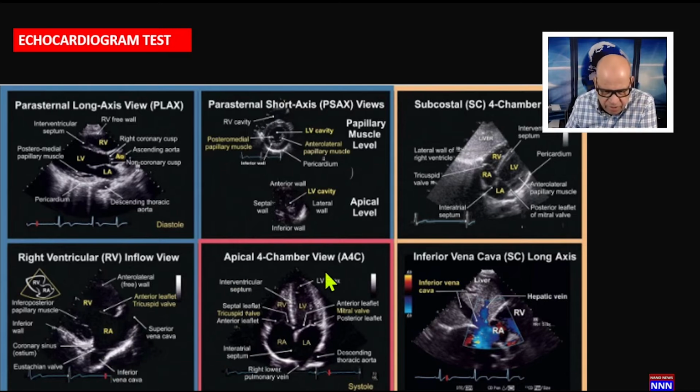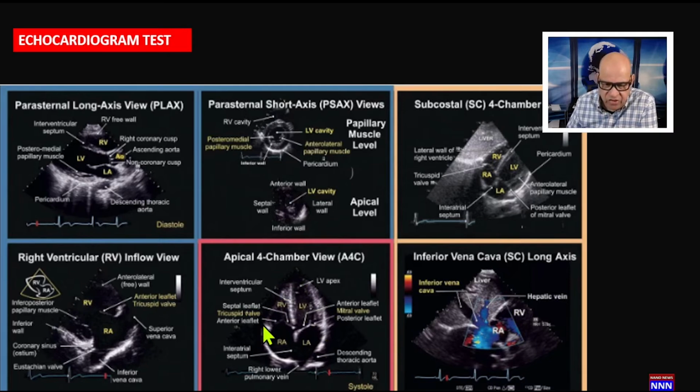Now we have the apical four-chamber view, which is a very commonly used view, and of course some places they flip this image, but normally the left ventricle is on the right side and the right ventricle is on the left side.